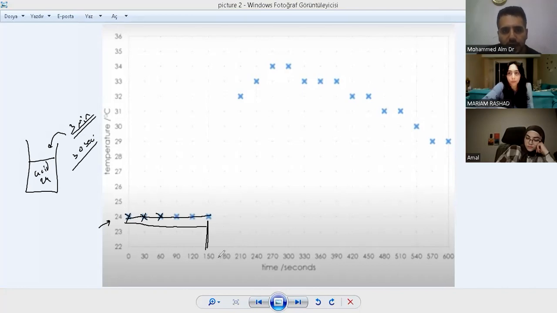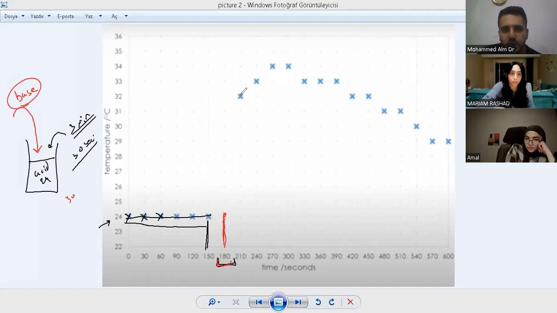At 180 seconds, what are we supposed to do? Any idea? Do the best fit line. We will add the base. We mix the acid and base together. So after adding the base, what will happen is the temperature starts to increase, right? We don't measure the temperature here at 180. We will wait 30 seconds and then measure the temperature.